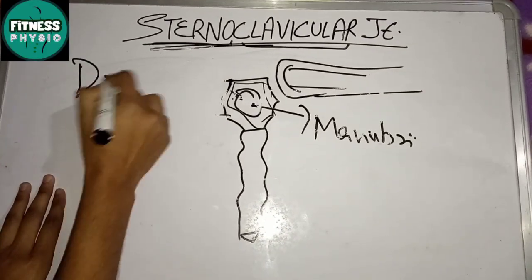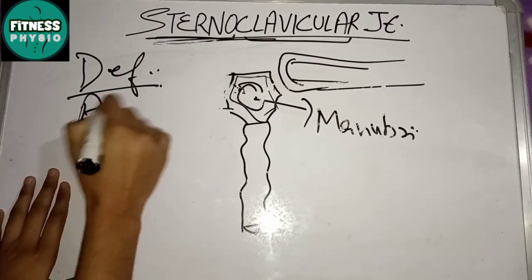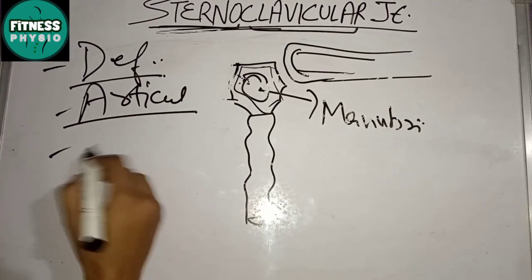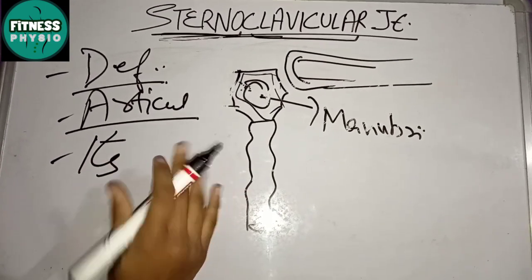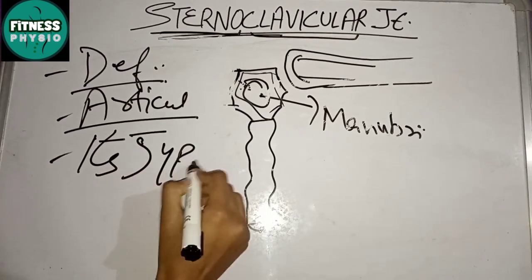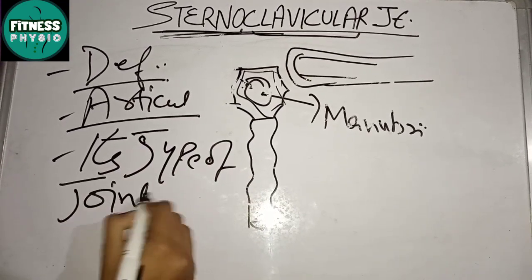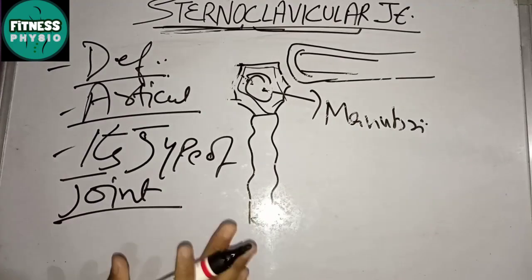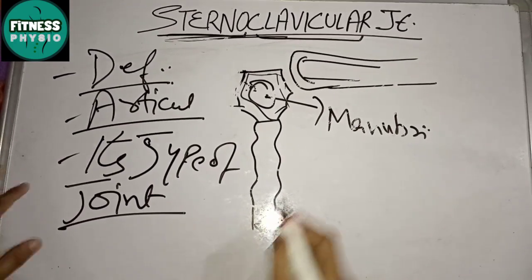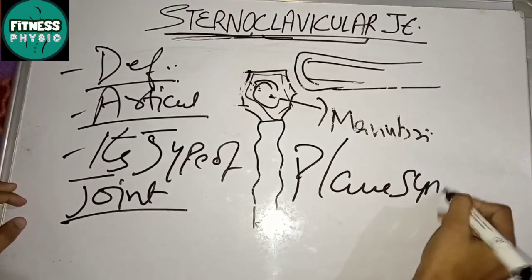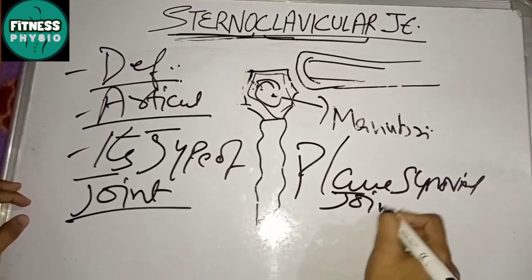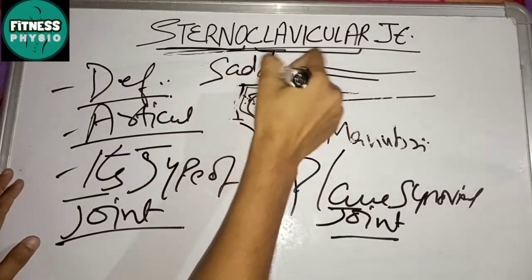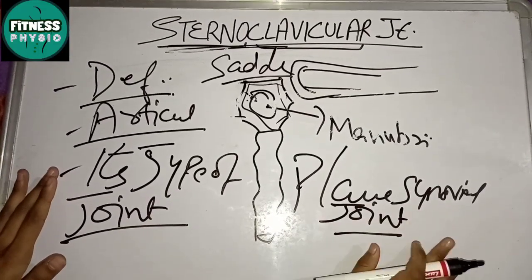So we have done its definition, its articulation, and now the next point we are discussing is its type of joint. Which type of joint is the sternoclavicular joint? It is a plain synovial joint. But if you google it, you will find that it is a saddle joint. But why am I saying this is a plain synovial joint?